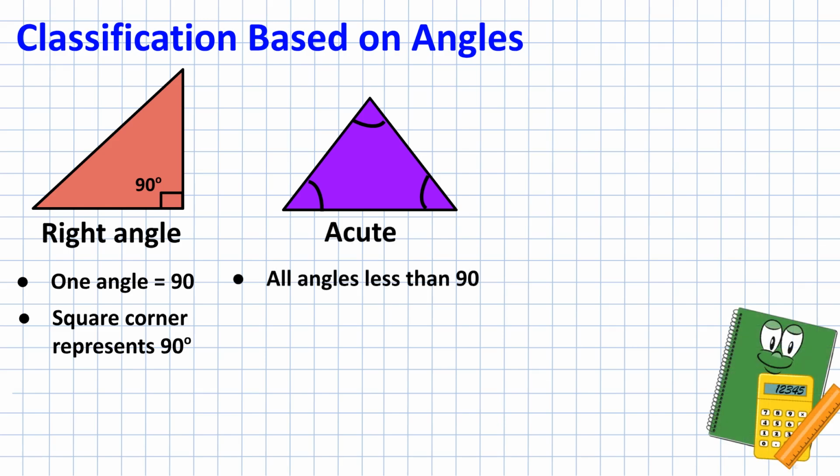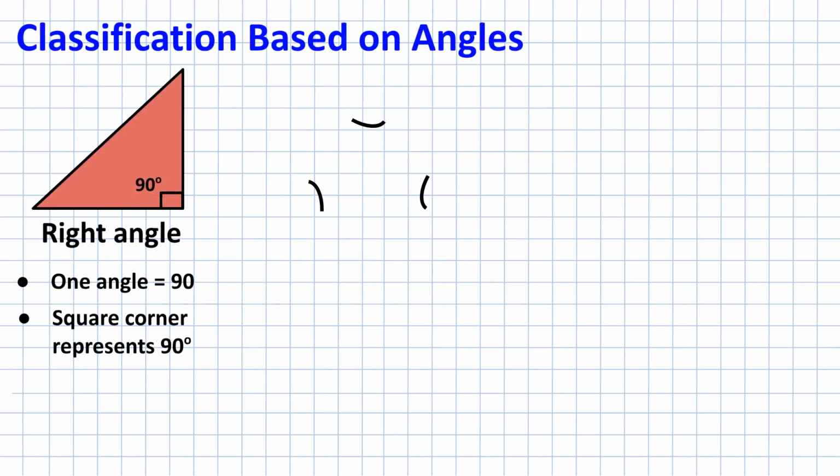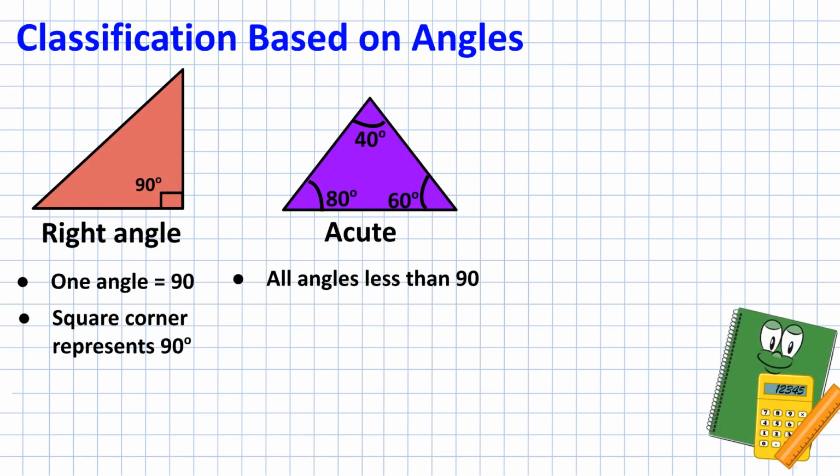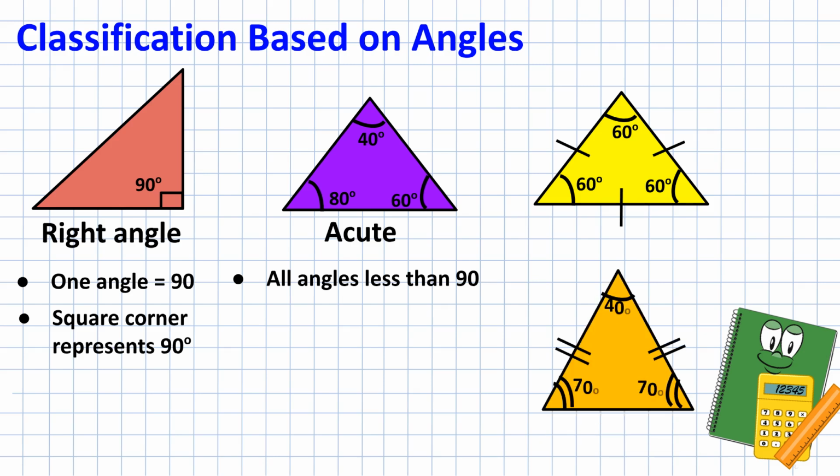Next, an acute triangle is a triangle where all 3 angles are less than 90 degrees. For instance, a triangle with angles of 40, 60, and 80 degrees is an acute triangle because all angles are less than 90 degrees. An equilateral triangle is a type of acute triangle because all its angles are 60 degrees, which is less than 90 degrees. An isosceles triangle can also be an acute triangle if all its angles are less than 90 degrees, such as 40, 70, and 70 degrees.